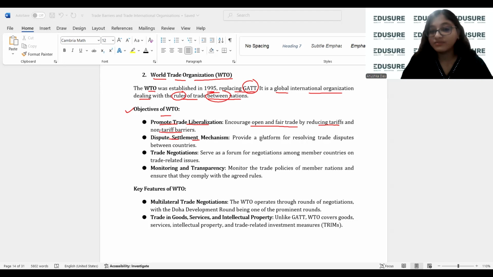Dispute settlement mechanism: provide a platform to resolve trading disputes between the nations. In the case of GATT, it was one of the limitations that they did not have proper, efficient mechanisms to settle disputes, but WTO worked on that. So they have given a platform to settle disputes among the member countries. Then you have trade negotiations. It serves as a forum for negotiations among the member countries on trade related issues. Also monitoring and transparency: monitor trade policies and ensure that they comply with the agreed rules. So all these are the objectives of WTO.